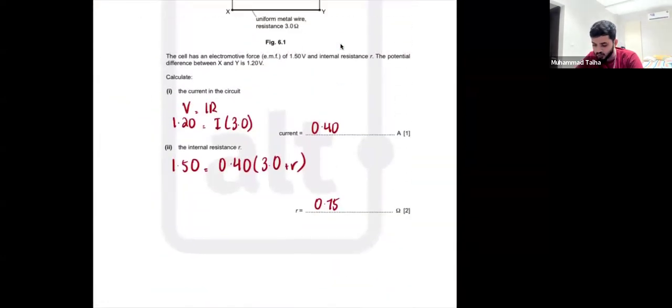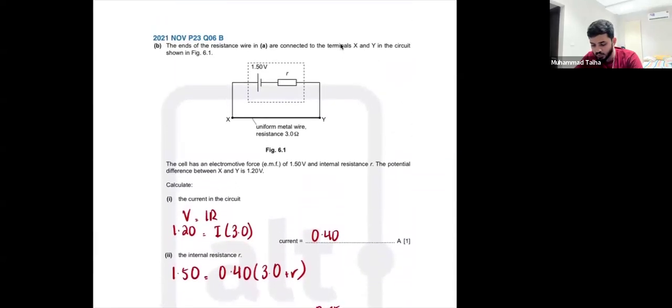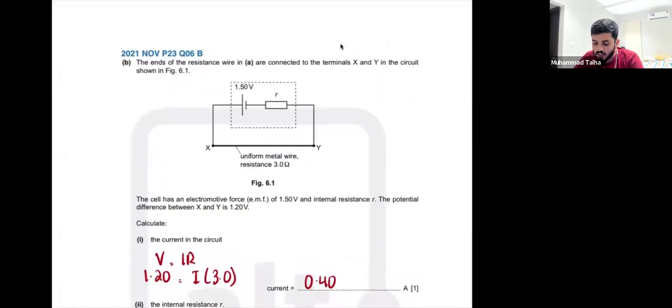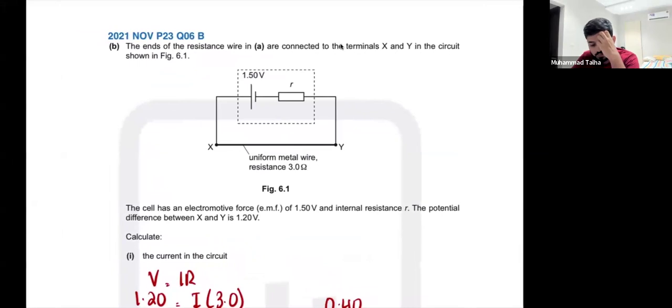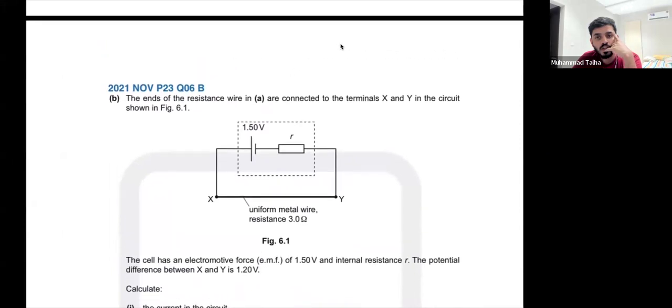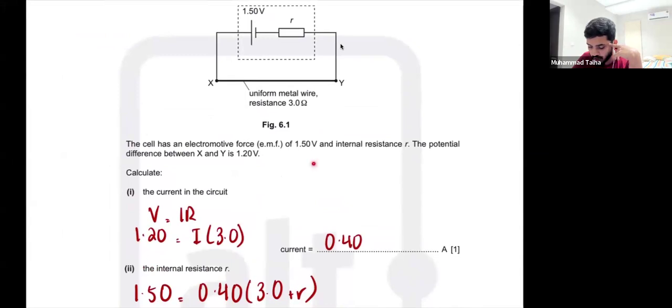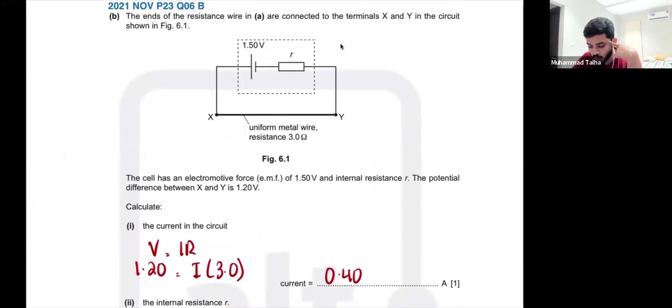All right. So this is the question on potentiometers as well. This was 6A. So this is easy. Ends of the resistance wire in A are connected to the terminals X, Y in the circuit shown. Cell has an EMF 1.5 volts, internal resistance R. Potential difference between X and Y is 1.2 volts.